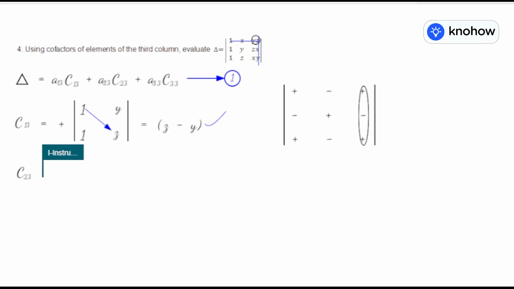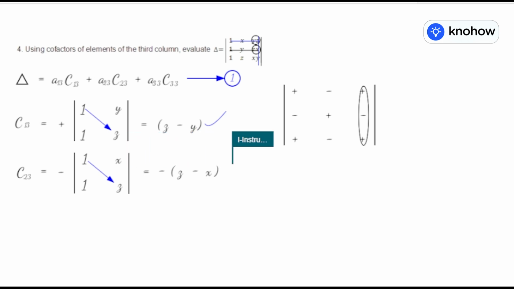Where do you have the C23 element? This is the C23 element, ZX. So delete the row and column through ZX. You are left with 1 X and 1 Z. But what is the sign of the 2, 3 element? It will be with a negative sign. So it is negative times 1 into Z, that is Z minus X. And if you change the sign, it will become X minus Z. So the value of C23 is X minus Z.